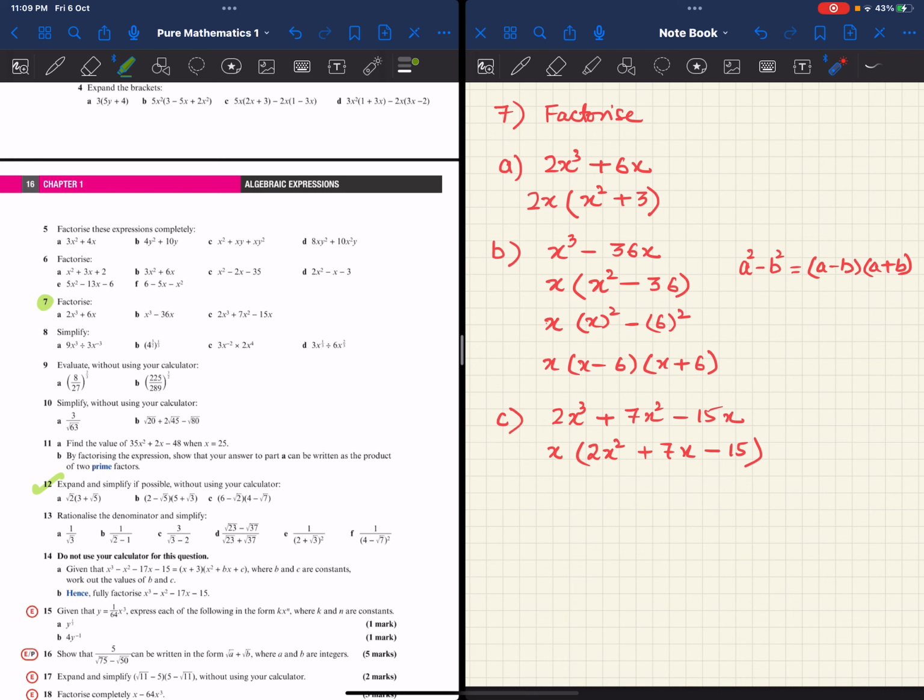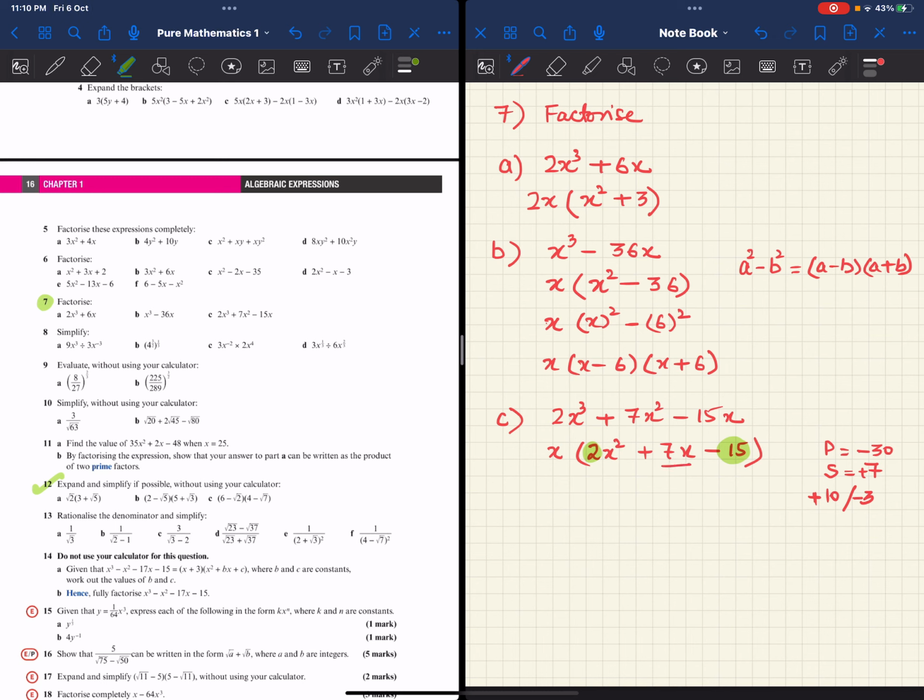When we use product and sum, when the coefficient of x squared is any number other than 1, then our product is the coefficient of x squared multiplied by the constant value, which in this case is negative 15. So the product is negative 30. The sum is the coefficient of x, which is 7. What are the two numbers that multiply to give us negative 30? 10 threes are 30, and since the 7 is positive, the bigger number will be positive and the smaller number will be negative.